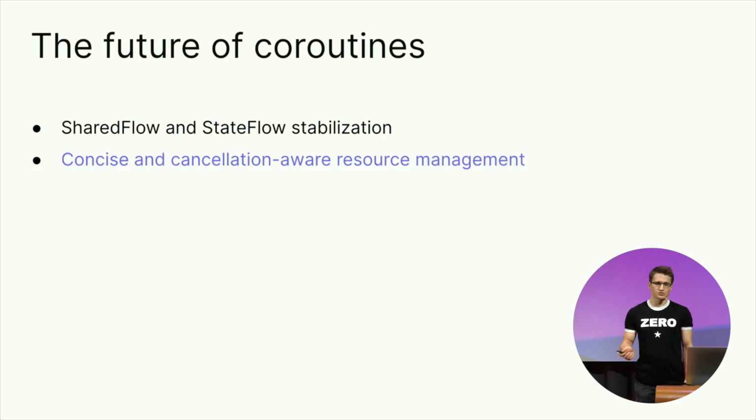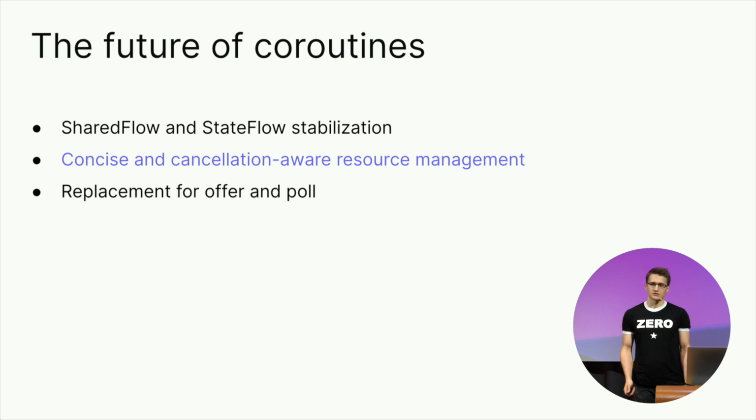Our second priority is resource management. If you have a resource that is closable and that you want to send over a channel that may be canceled both from the receiving and sending side, and you want to close it exactly once, how do you solve it? Currently, it's a tricky problem, but luckily we know how to fix it, and we're going to introduce a new API in 1.4 for this particular problem.